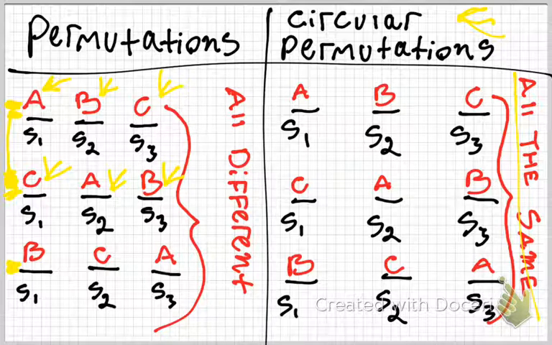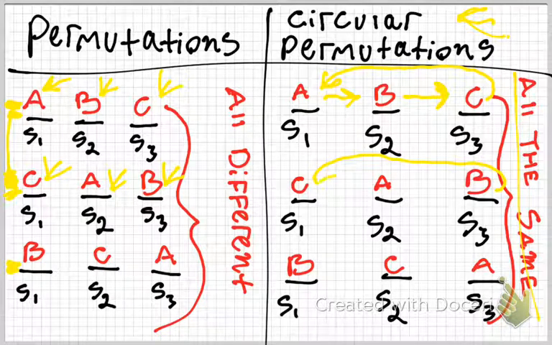And why are they the same? Because if you look to the right of B in this top permutation, you have C. And if you look to the right of C, since we had to wrap around, the right of C would be right here. If you look to the right of C, you have A. And if you look to the right of A, you have B. Same thing in this one. If you look to the right of B, you have C. Same in this one. If you look to the right of B, you have C. If you look to the right of A, you have B.